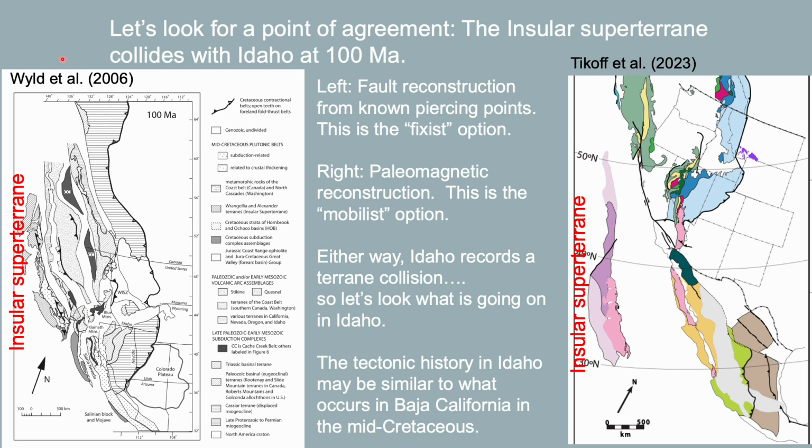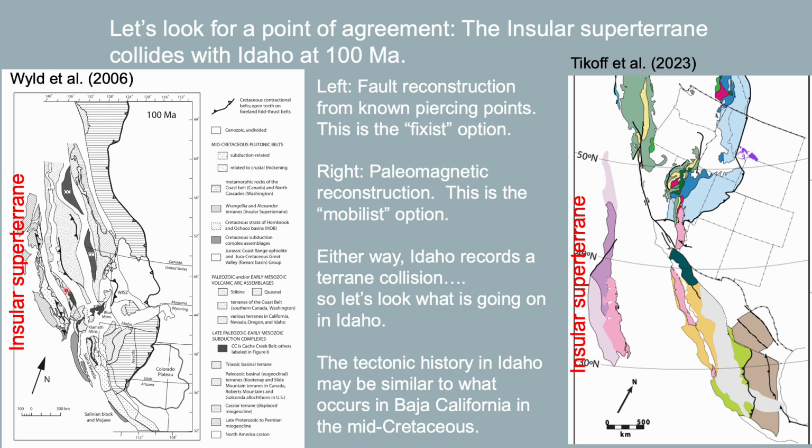The Idaho part of the margin turns out to be a critical part, and the argument from the 2023 paper basically was looking for points of agreement. And on the left is a very important paper. It was written by Sandra Wild and colleagues, and what they did is restore faults in the Canadian Cordillera, mostly right lateral, and what they noticed is the insular superterrane, which is what sits on the far left side, restores to northernmost California. And that's simply restoration based on existing faults, and this is their 100 million years.